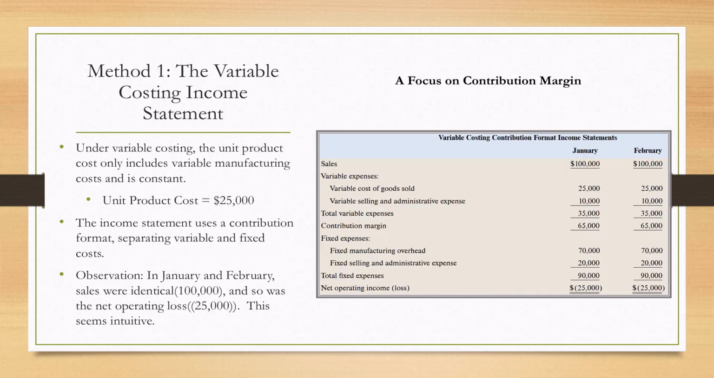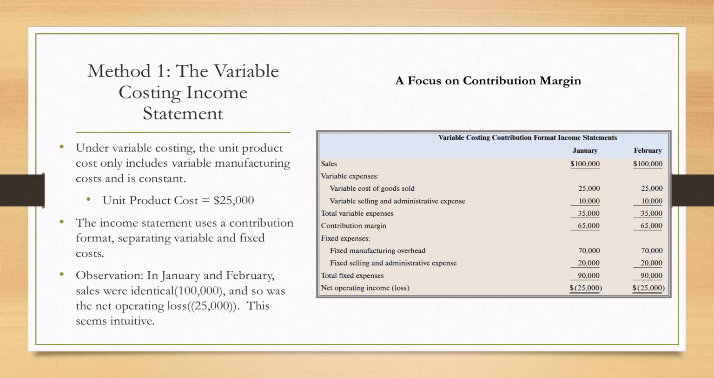Let's start with method 1, variable costing. This method focuses on the contribution margin. A key feature here is that the unit product cost is constant, because it only includes variable manufacturing costs. For Weber Light Aircraft, this is $25,000 per unit. If you look at the income statement, you'll see it uses the contribution format, which separates variable and fixed costs.